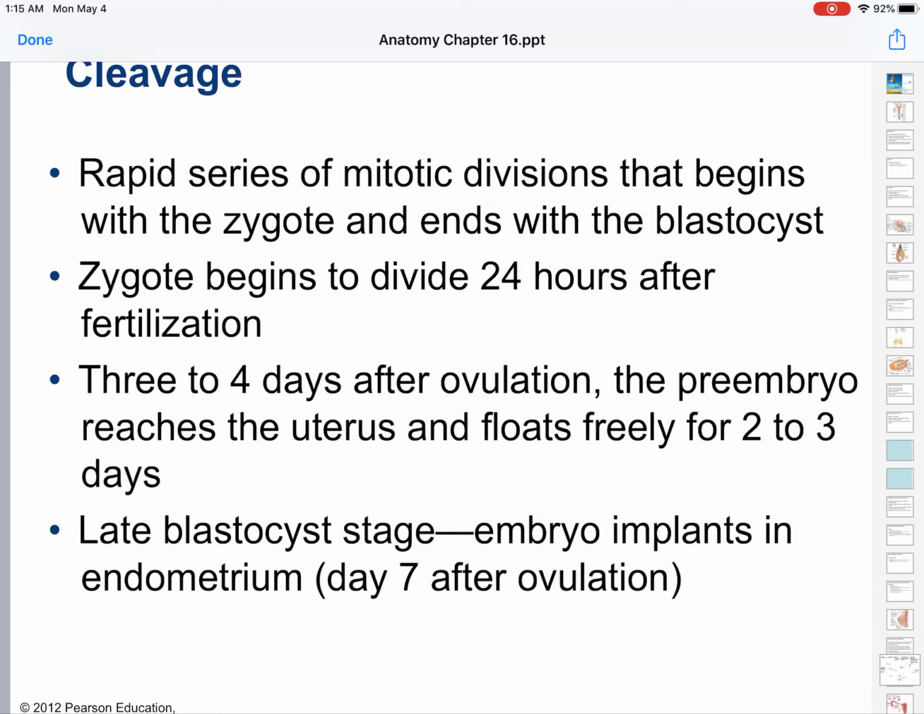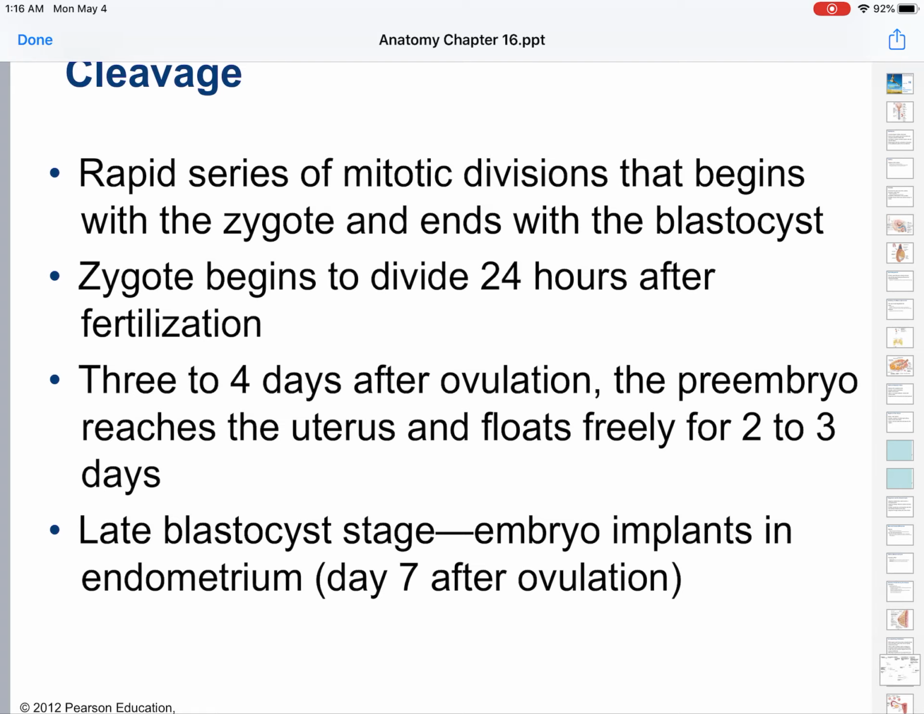A rapid series of mitotic divisions is called cleavage because of the splitting of the cytoplasm into 2 different cells and then 4 different cells. It looks as if something has cleaved it into 2, hence the name cleavage. It begins to divide 24 hours after fertilization. It does not happen at the exact moment that the sperm is able to make it in.